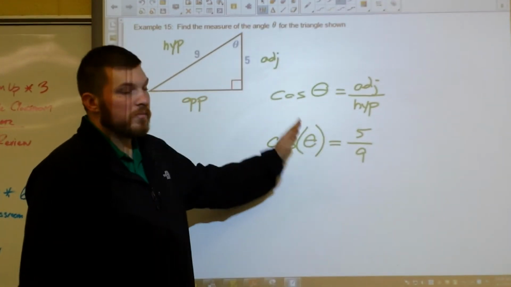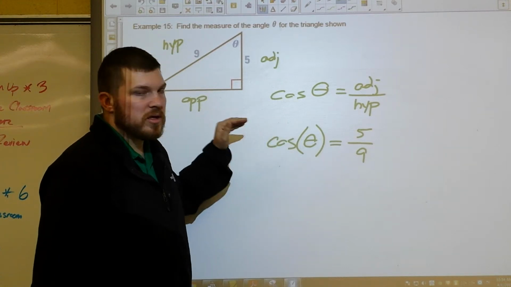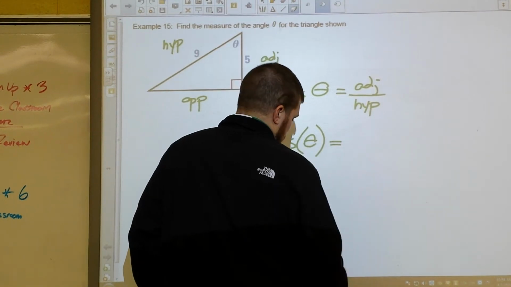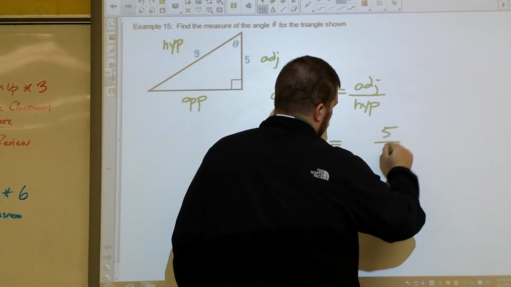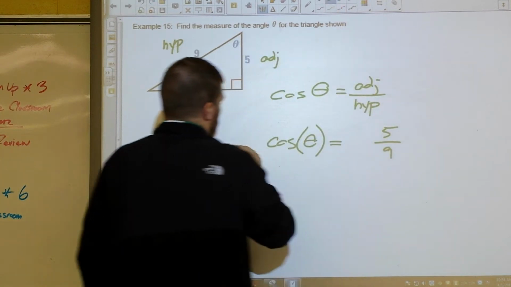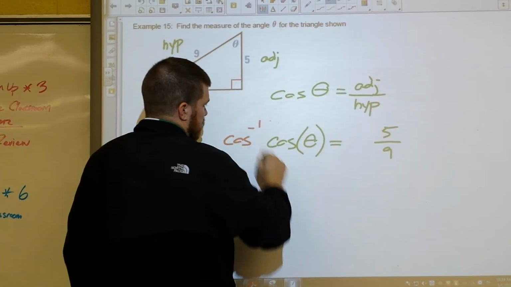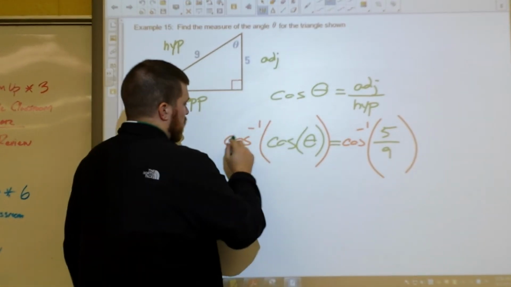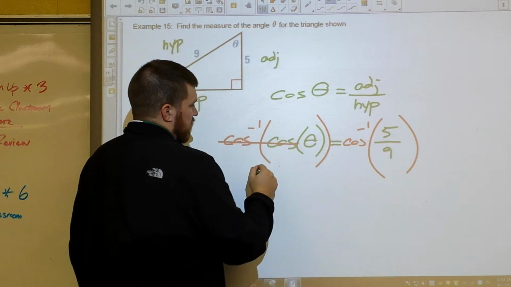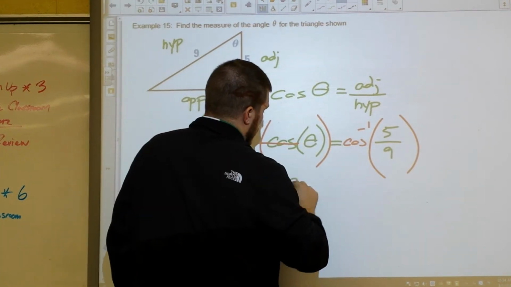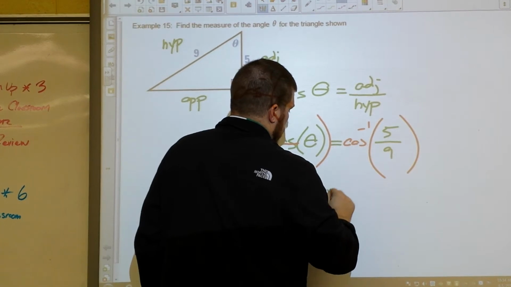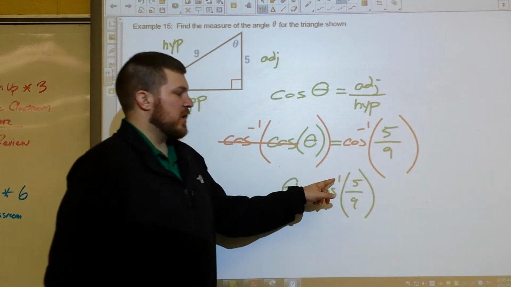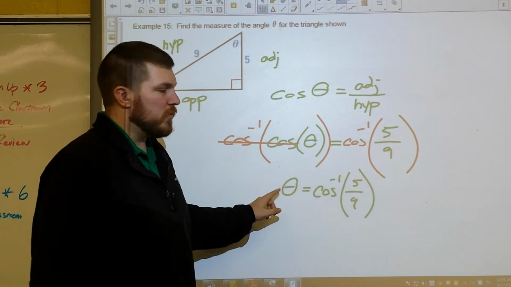I want to get theta by itself too. So the only thing that will get rid of cosine is inverse cosine. So I need to do inverse cosine on both sides. I'm going to give myself a little bit more room. So inverse cosine on both sides. Alright, well, inverse cosine and cosine cancel each other out, so I'm just left with theta equals inverse cosine of 5 over 9. Now again, anytime I see that -1 symbol, I'm finding an angle measure, okay?